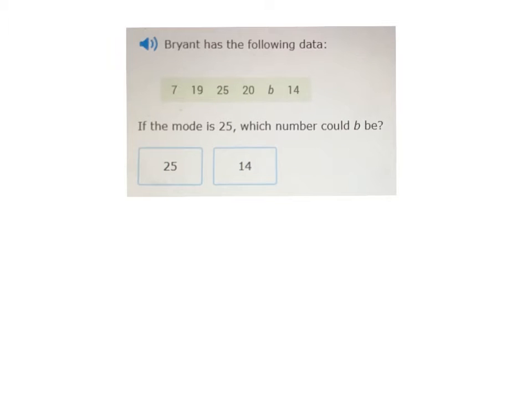In this video, we're looking at finding the missing digit in relation to median, mean, and mode. So this first example says Brian has the following data: 7, 19, 25, 20, b, and 14. If the mode is 25, which number could b be? Remember that mode means it is the number that appears the most often. So if we want to say the mode is 25, 25 appears the most often, b must be 25 in order for 25 to be appearing more than any other number.